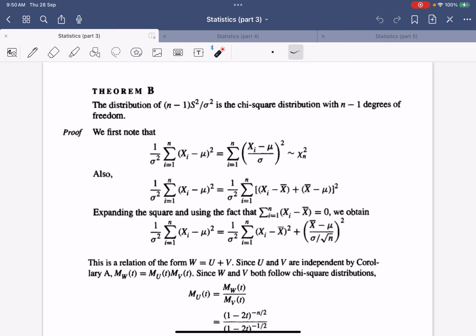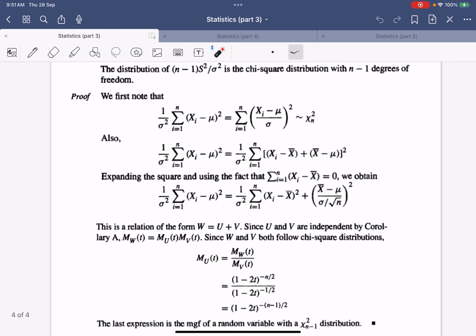How do we know? It's because remember we said that z squared is a chi-squared distribution with 1 degree of freedom. By definition, this would then be a chi-squared distribution with n degrees of freedom, and then you can rewrite this into the following form. And expanding the square, now you use the fact that the sum of xi minus x bar is 0. We obtain the following result.